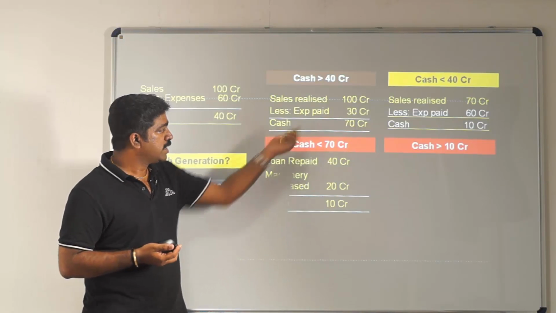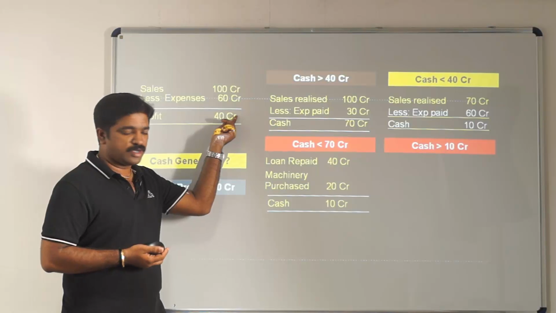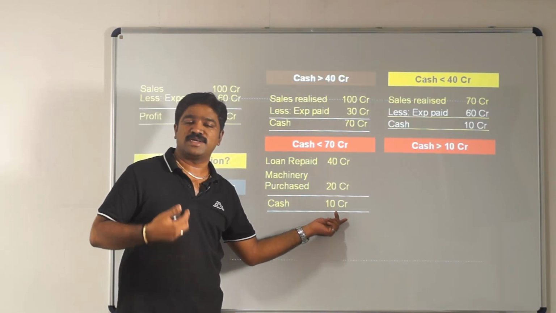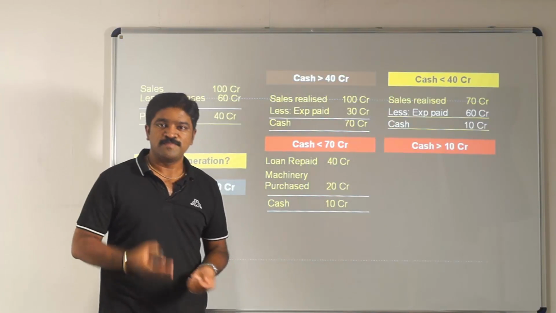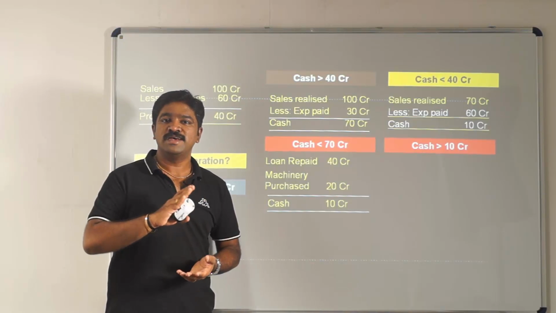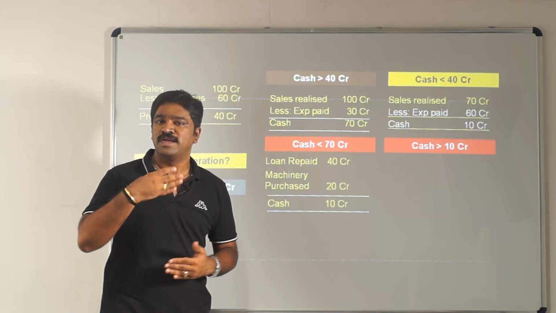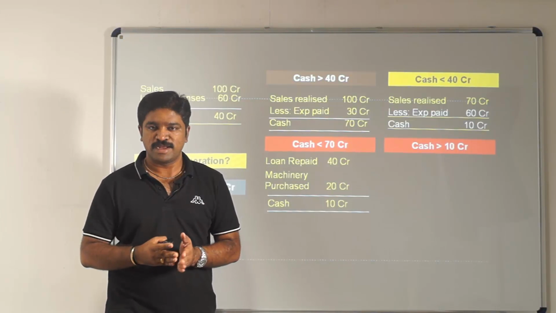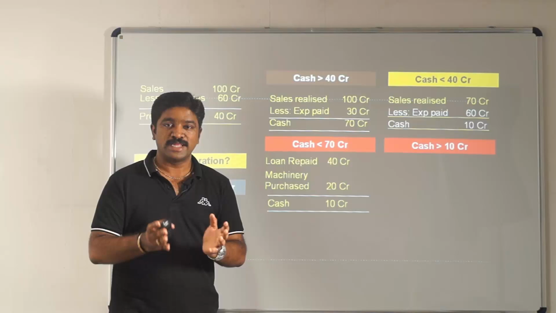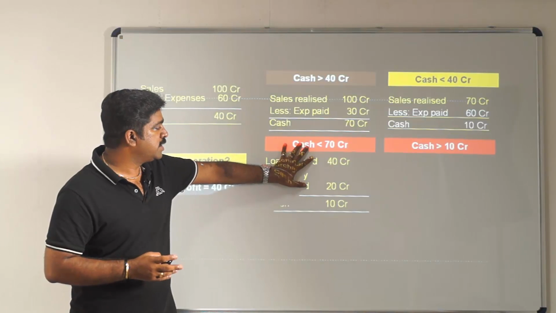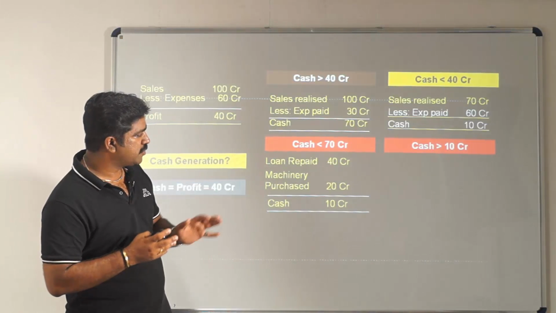This is what I told you. Cash balance can come below 40 crore. It has come below 40 crore. It has come down to 10 crore. Understand, it has come down not because of the incomes or expenses, but because of the items that are appearing on the liability side and asset side of the balance sheet. So come out of the cartel. Think beyond. That's the scenario when your cash is less than 70 crore.